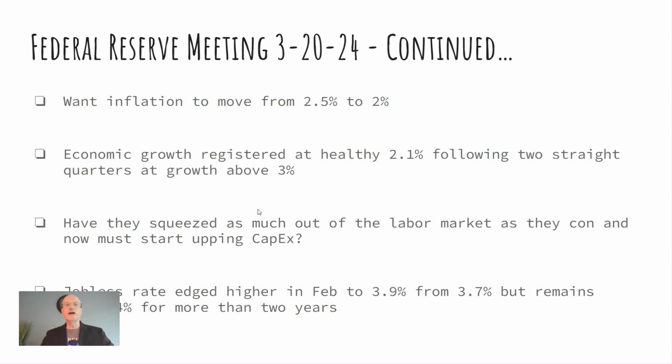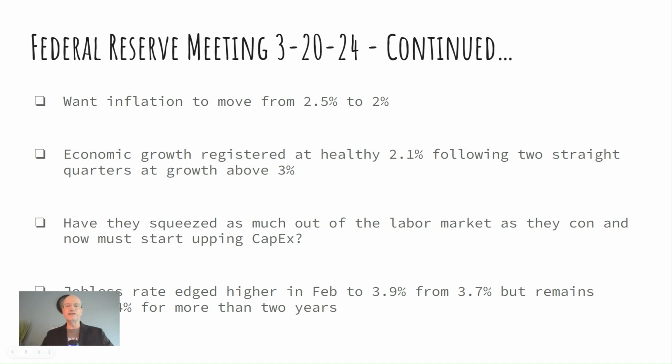So moving on, they want inflation to move from 2.5% to 2%. Economic growth registered at a healthy 2.1%, following 2 straight quarters of growth above 3%. So that definitely means we're not in a recession, right? Because usually a decrease of 2 quarters in a row indicates a recession.